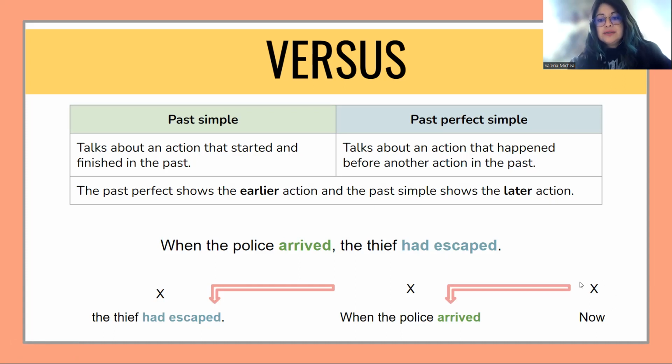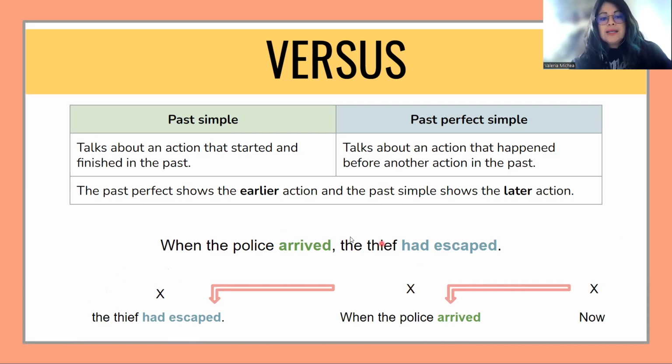So here we are now, in the present. We are here. This is the place where we are standing. And now, what we know is that the police arrived in the past. But before the police arrived, something happened. What happened? The thief had escaped. Right? So now I'm telling you the story that the police arrived, but when the police arrived, something else had happened. The thief had already escaped. Right? So that's the idea.